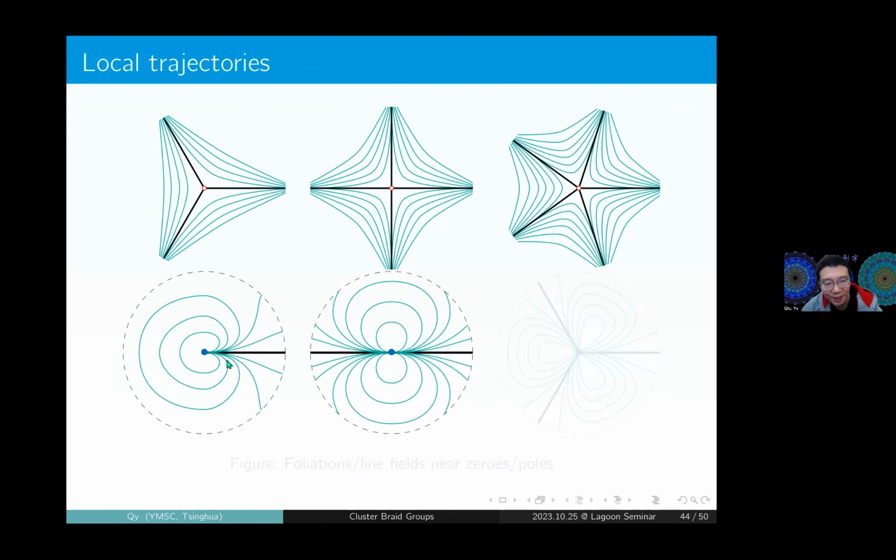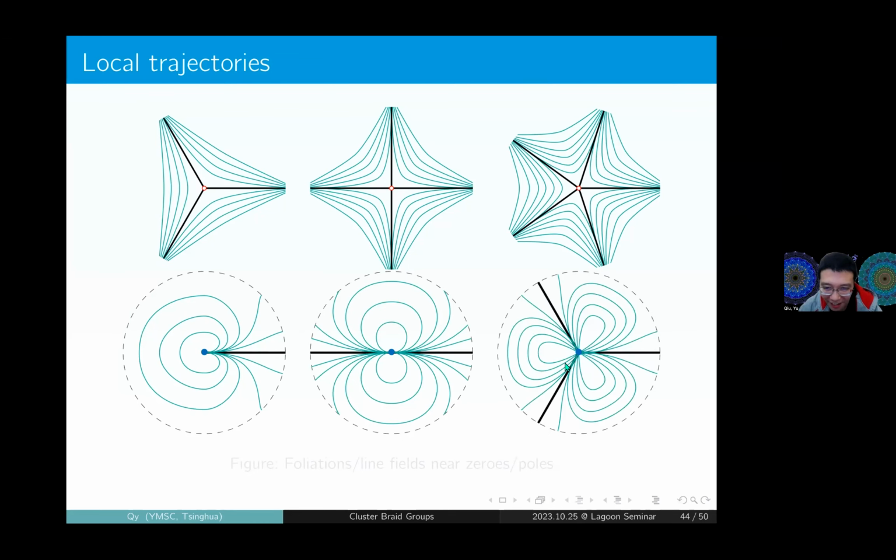Sorry, this is the pole of order 3, and order 4 and order 5. And you can see the higher order poles. Poles of order 1 and 2 will be a little bit different, and for this talk, I omit this technical part. But anyway, for zeros of any order, and any higher order pole, so at least order 3, the local foliation or trajectories are very easy to draw. At a double pole, something bad will happen in some sense, so we want to omit that for this talk.